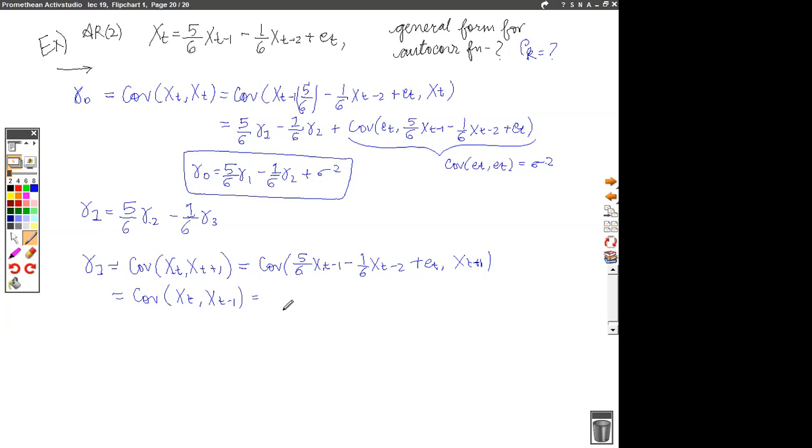Now let's see what happens if you write the covariance of xt comma xt minus 1. If I have to write the covariance of xt comma xt minus 1, I'll again expand my xt.